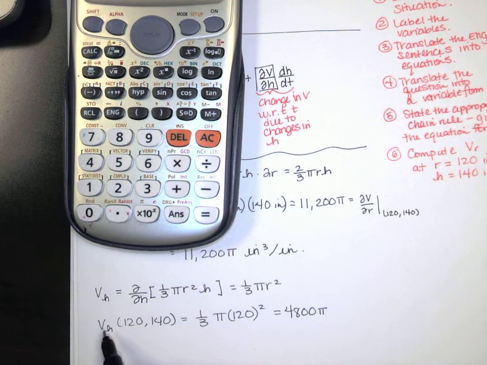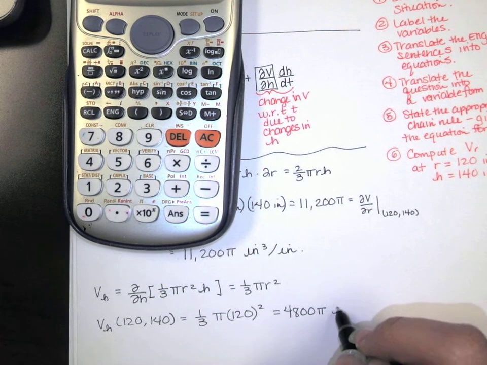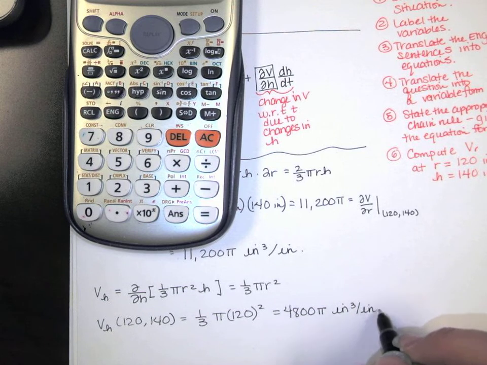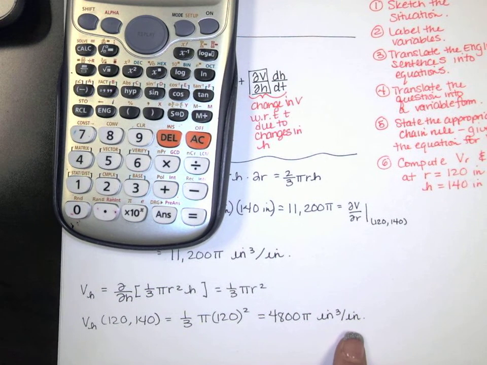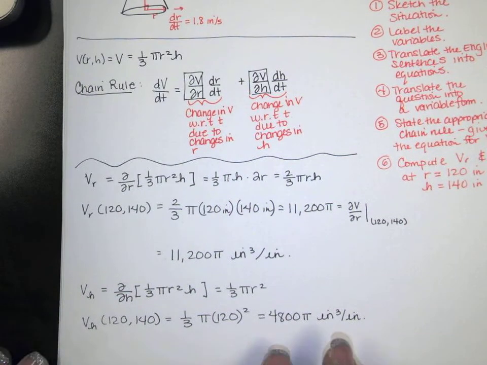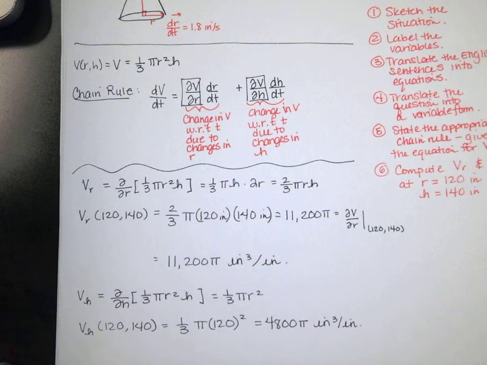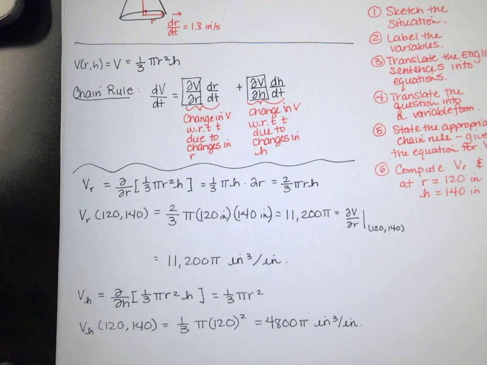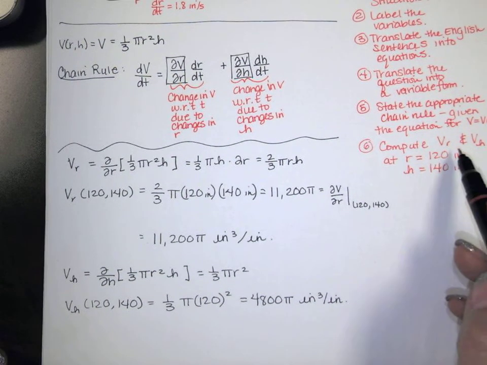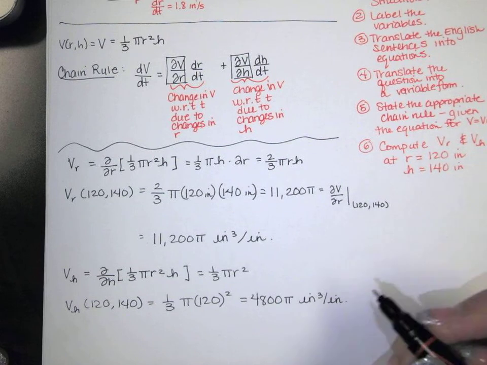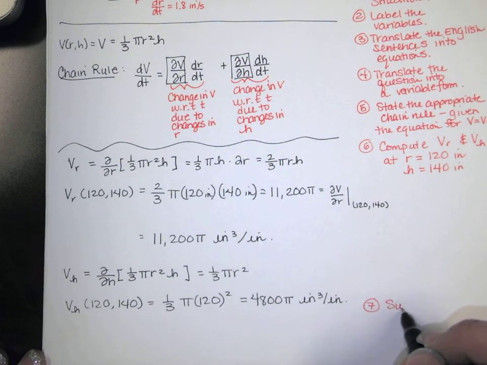And these are units of volume per units of height. So this is inches cubed per inch. So for every 1 inch increase in height, the volume is increasing by 4,800 pi inches cubed when the radius is 120 inches and the height is 140 inches. That's what our rate of change of volume with respect to height is. Okay, so now we're going to put these pieces into this formula and use it to calculate the change in volume with respect to time. So we computed those partials with respect to the radius and height. Now we're going to substitute into our formula.